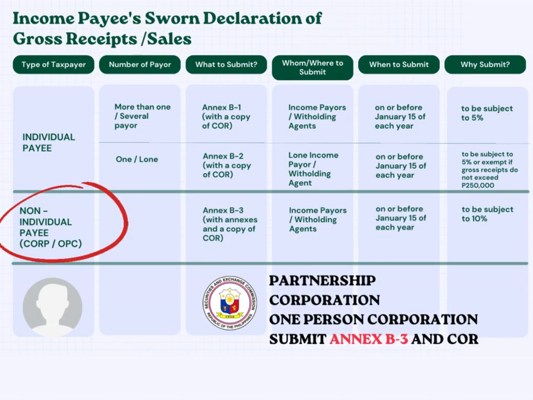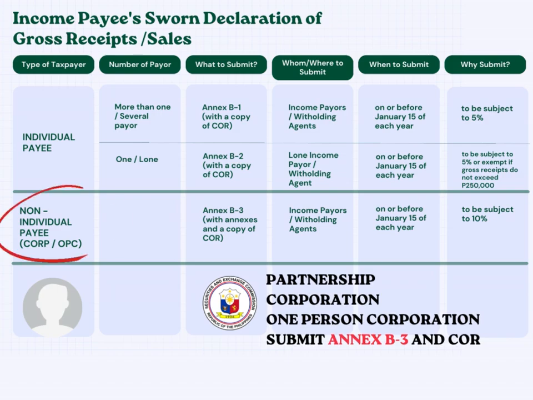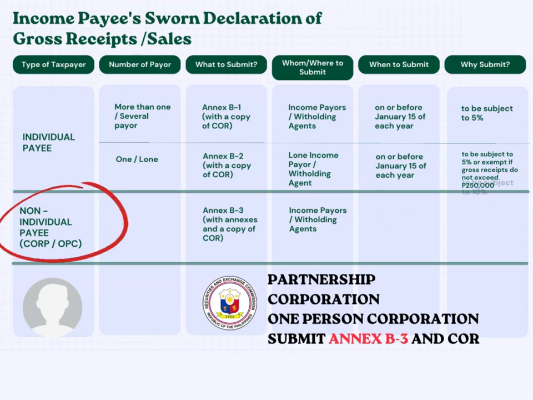The next type of taxpayer is the non-individual. Non-individuals are partnerships and corporations, including one-person corporation. The non-individual shall submit Annex B3 and the COR to the payer. This form will allow the non-individual to be subjected to 10% withholding tax. If the non-individual's projected annual gross receipt exceeds 720,000, the withholding tax will be 15%.